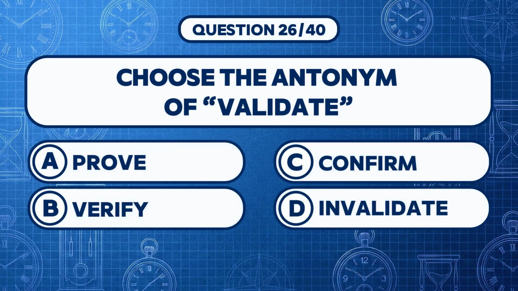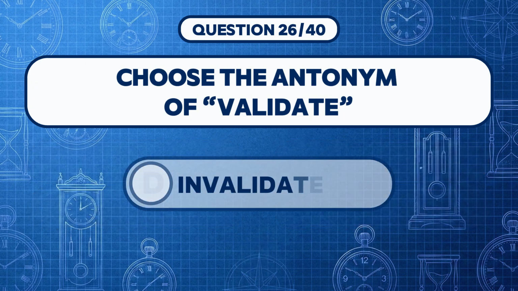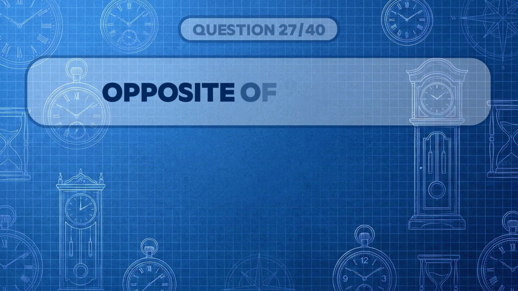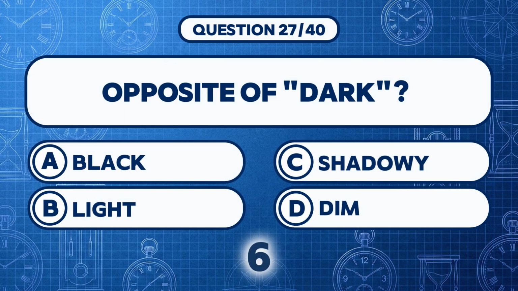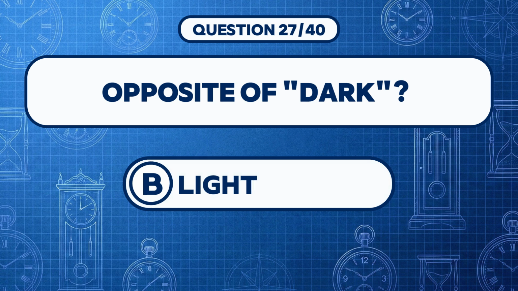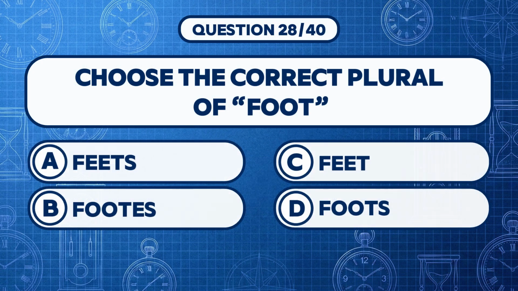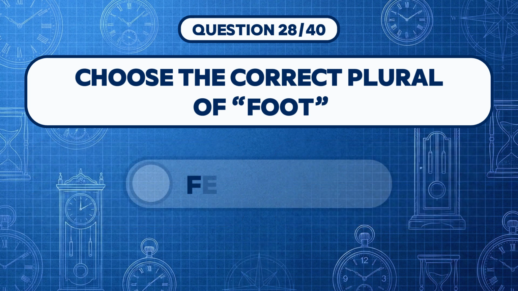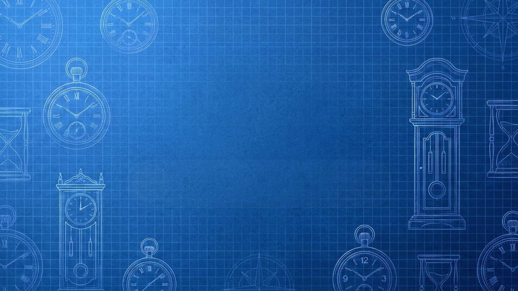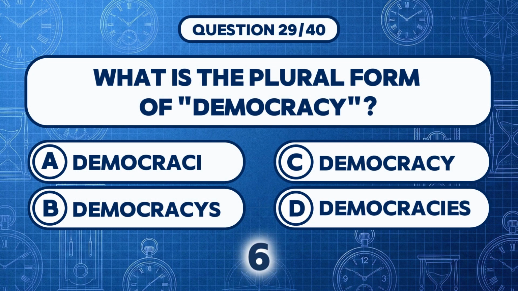Choose the antonym of validate. Answer D. Invalidate. Opposite of dark. Answer B. Light. Choose the correct plural of foot. Answer C. Feet. What is the plural form of democracy?